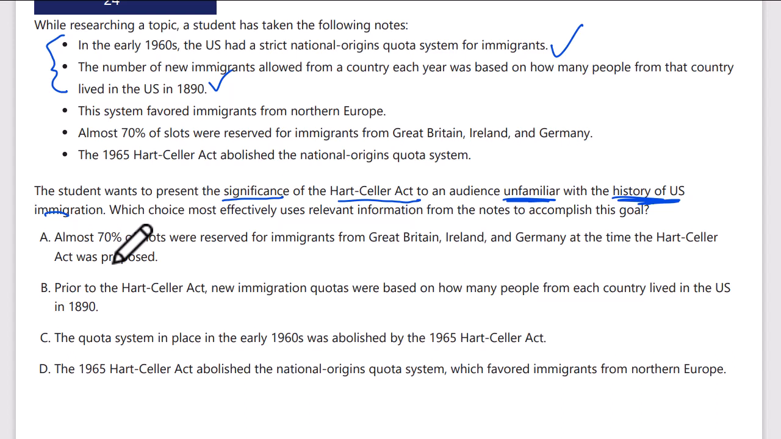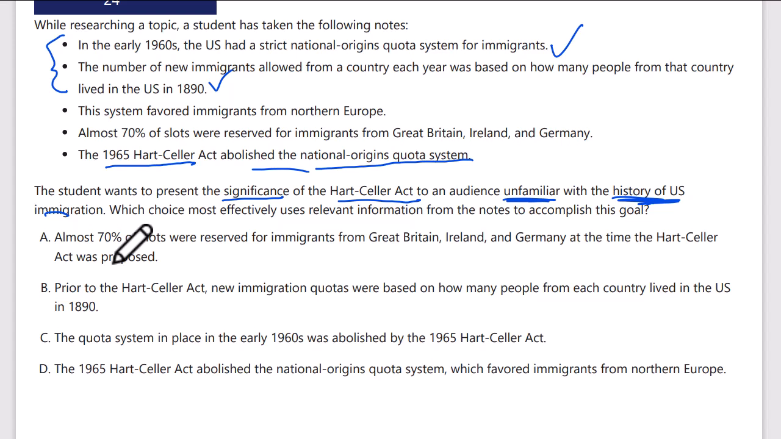This system favored immigrants from Northern Europe. Almost 70% of slots were reserved for immigrants from Great Britain, Ireland, and Germany. The 1965 Hart-Celler Act abolished the national origins quota system. So most people came from 3 countries. The 1965 Act changed that. That's really the importance of it.